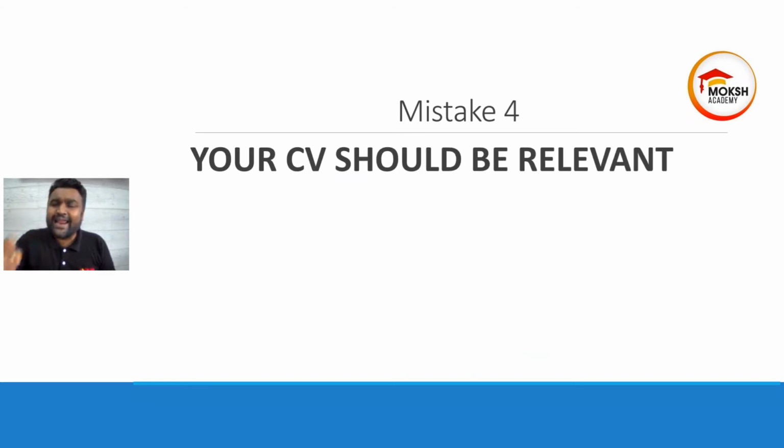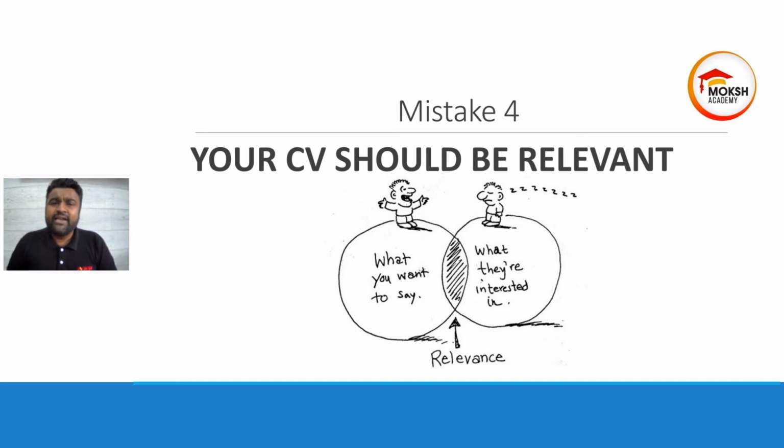Next, your CV should be relevant. What you did in third grade in your school, helping some NGO raise funds, or some color competition in fourth grade, that is not relevant when you apply for a residency after so many years. So find and mention points in your CV which are relevant. Otherwise, people would wonder, what are you doing here? So what you want to say and what they are interested in, somewhere in between lies the relevancy. Make sure you are only mentioning your relevant points.